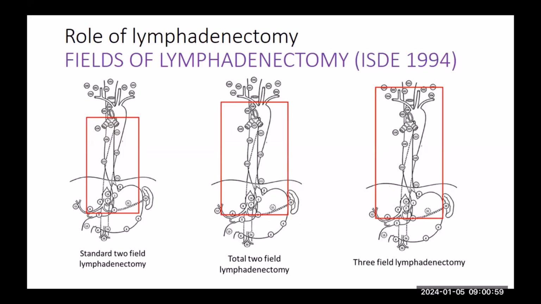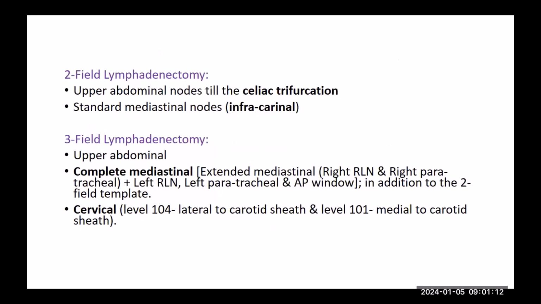In this surgery, multiple lymph node stations are involved, like two-field lymphadenectomy and three-field lymphadenectomy. So what are two-field and three-field lymph nodes? Two-field includes the upper abdominal nodes till the celiac trifurcation, so abdominal and standard mediastinal lymph nodes. In three-field lymphadenectomy, they include the upper abdominal, complete mediastinal, as well as the cervical lymph nodes.